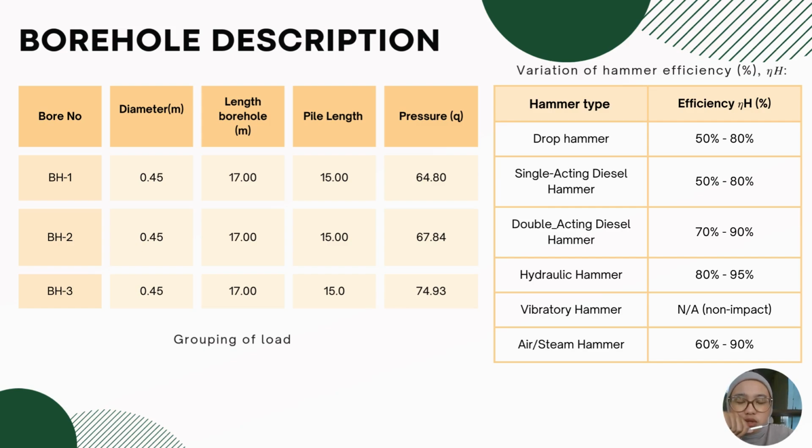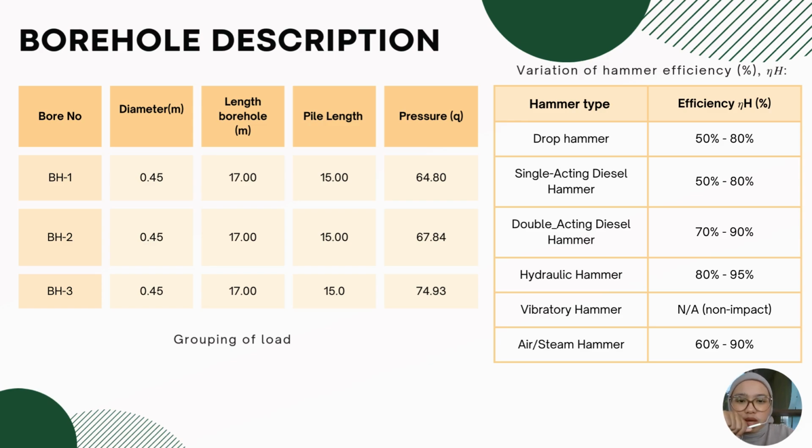The variation is noted as Q, which varies very slightly across the boreholes, with borehole 1 at 64.8 kilopascals, BH2 at 67.84 kilopascals, and BH3 at 74.93 kilopascals.